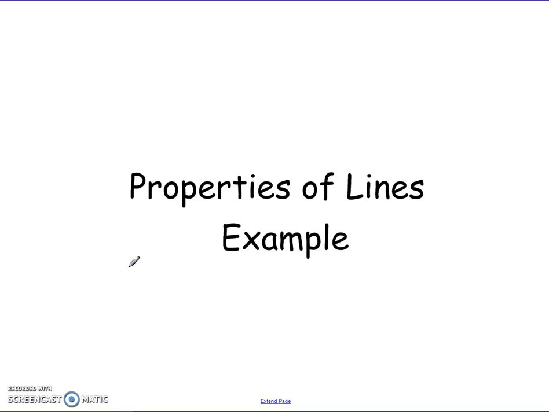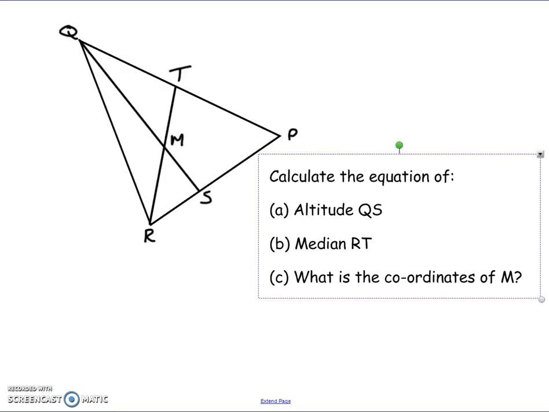Up till now, we've covered various properties of straight lines and triangles, including bisectors, perpendicular bisectors, altitudes, and points of intersection of lines. What we're going to do now is draw all of that together and look at an example of how these properties can link together and how we might calculate them. So let's set up the scenario.